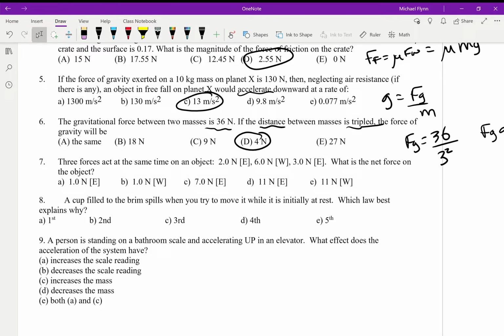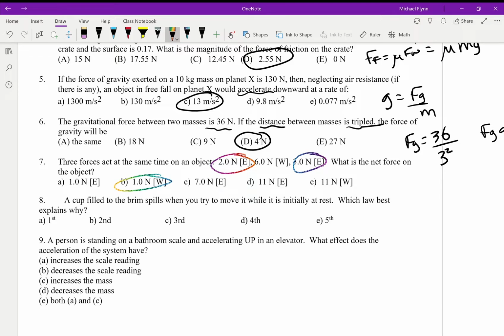Three forces are acting at the same time on an object. What is the net force on the object? Let's see, 2 east, 6 west, and 3 east. Combine them, here, let me circle them, rainbow for them for you. These two are east, that's a total of 5 east and 6 west. So the net would be 1 west, right?